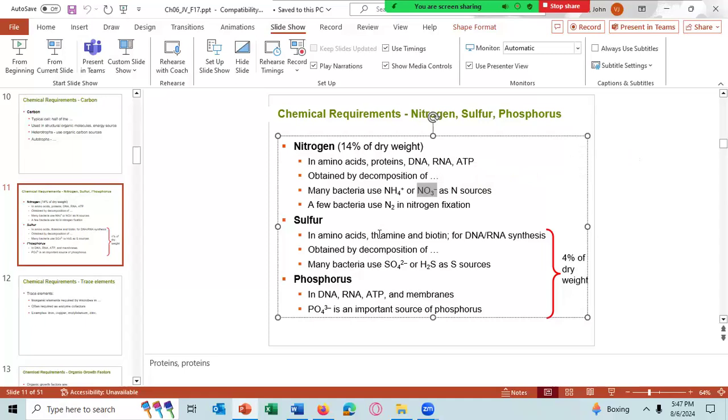Sulfur, another chemical requirement. It's in amino acids, in the B vitamins, thiamine, and biotin. This is required for DNA and RNA synthesis. Most organisms obtain their sulfur from decomposition of proteins, but some bacteria can use sulfate. Actually, many bacteria can use sulfate. Some can use hydrogen sulfide as a sulfur source. We cannot. In fact, hydrogen sulfide is toxic to us. Green plants can use sulfate.